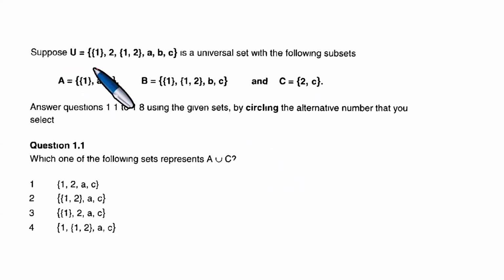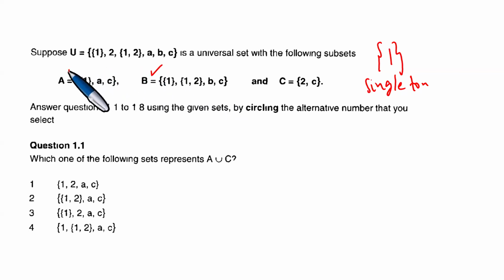We suppose that the universal set U contains the singleton set. A set that contains only one element is called a singleton. So the universal set contains the singleton set with the element 1, the element 2, and the other elements, and of course the set that has elements 1 and 2, and this is a universal set with the following subsets. So the set A is actually a subset of the universal set U.